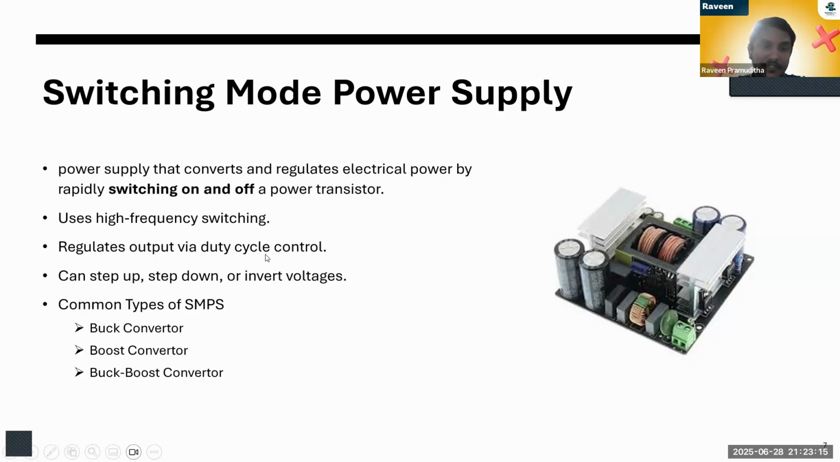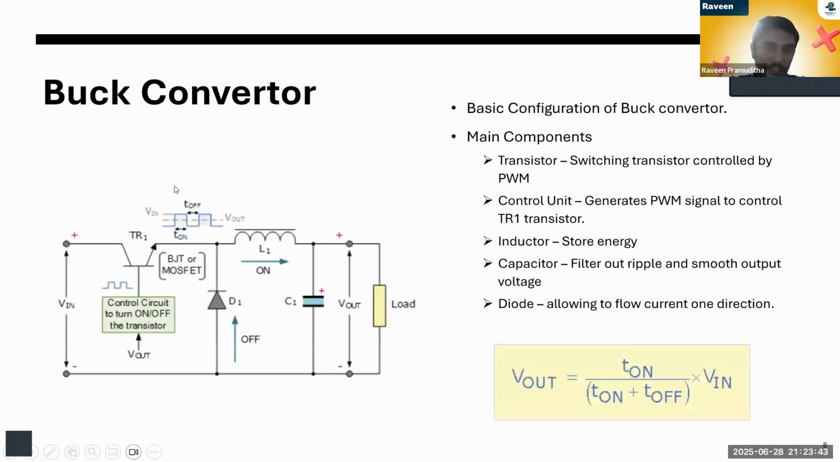And we can regulate the output voltage by controlling the duty cycle of the PWM signal, and we can step up, step down, and invert the voltage. We can use the buck converter to step down the input voltage, and we can use the boost converter to step up the output voltage, and we can also use the buck boost converter for both scenarios. Yes. So this is the buck converter circuit.